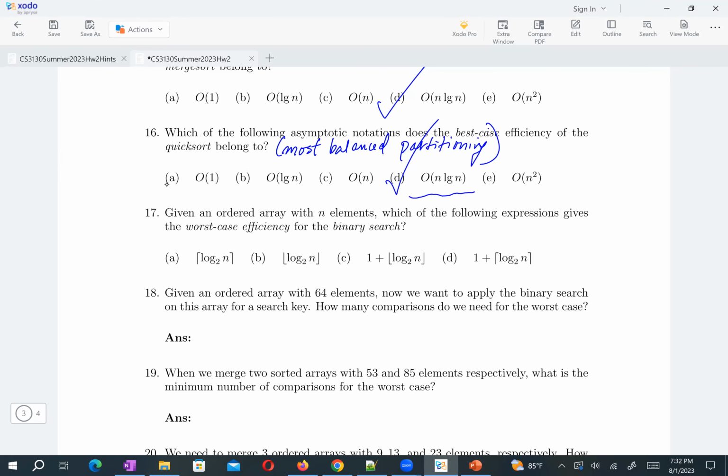Next one, worst case efficiency, ordered array binary search. Remember, we have two formulas, right? One is this. Another, I didn't put it here. Remember, another one is this, with n plus 1 here. Okay, that's the same as this one. Yeah.